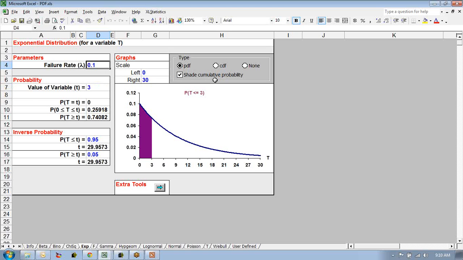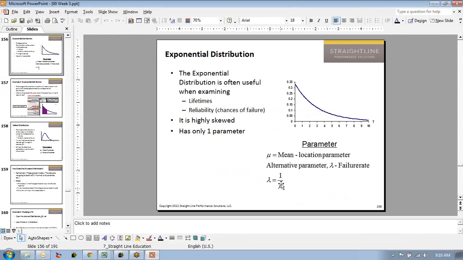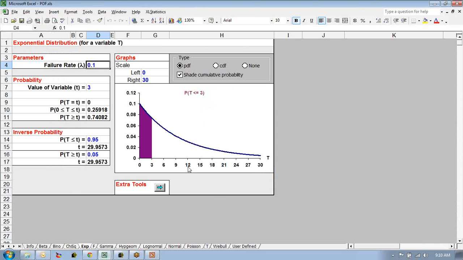So it said a mean time to failure of 4.2 is there. But what's the failure rate? Well, the failure rate turns out to be 1 over the mean, as I've given here in this formula right here. The failure rate is 1 over the mean. So let's put that in there. I'm just going to type it in directly. I'll put equals 1 divided by 4.2.